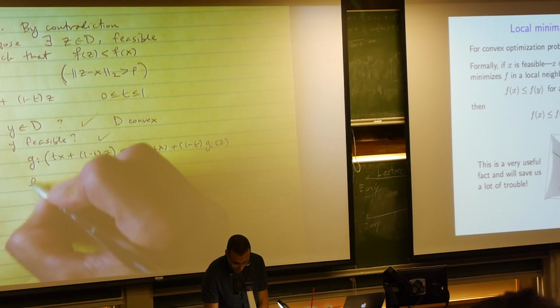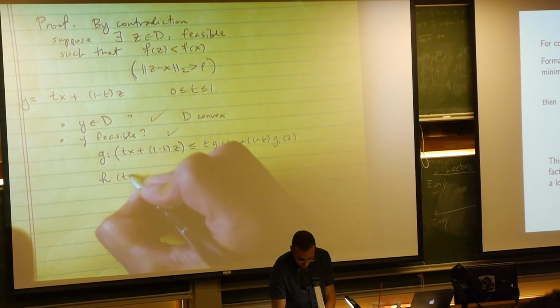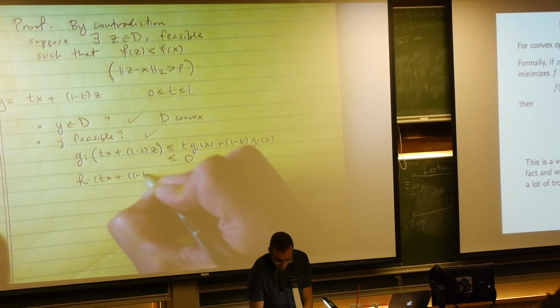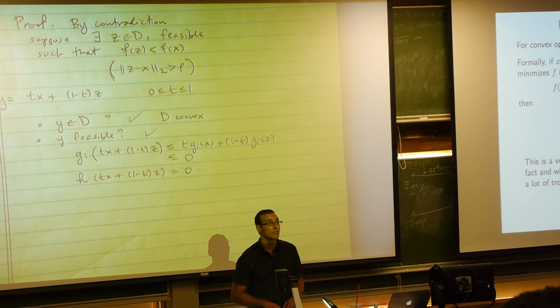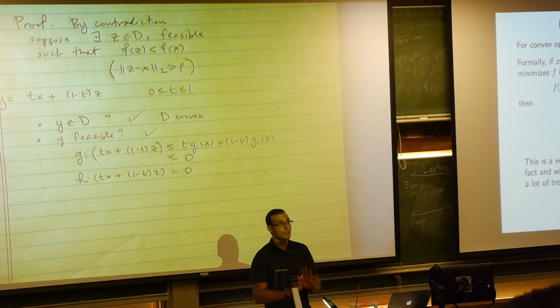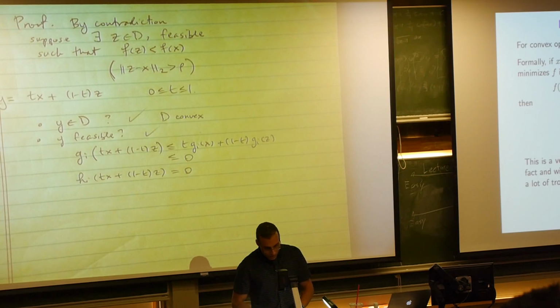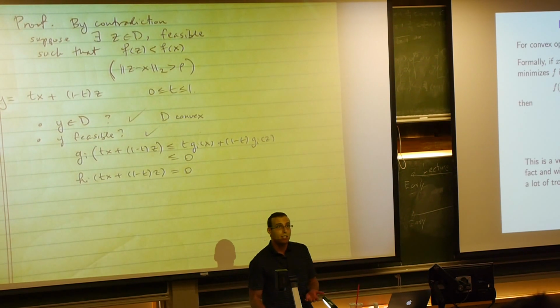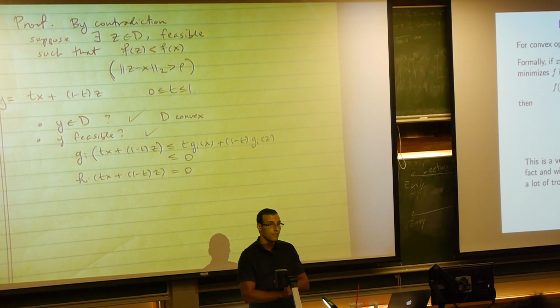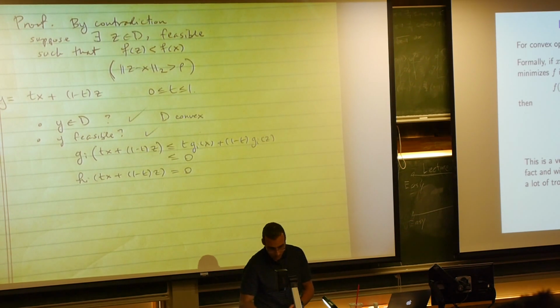And I'll let you check, but because h is affine, we actually get equality there. So it is feasible. It meets all the constraints. Which means that we can now start talking about the value of f at y, because y is feasible and it's in the domain.